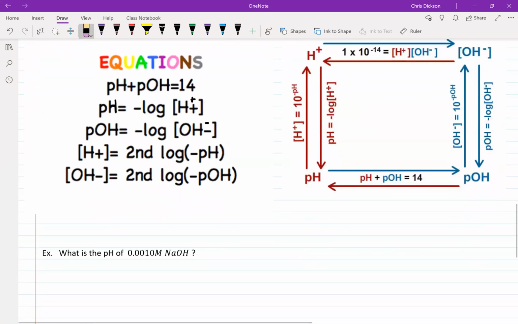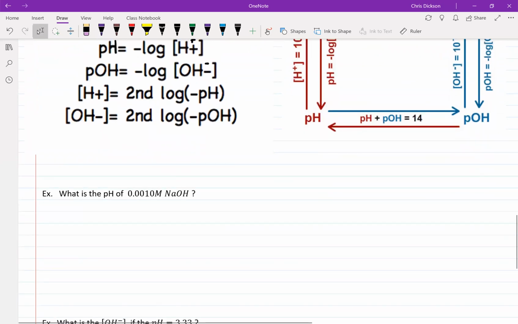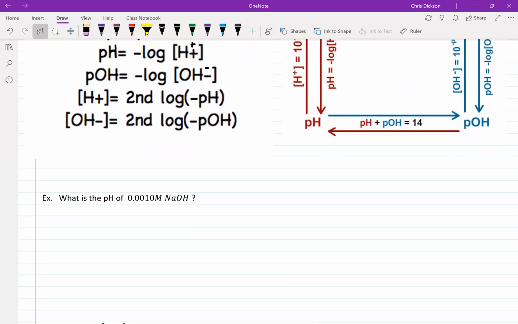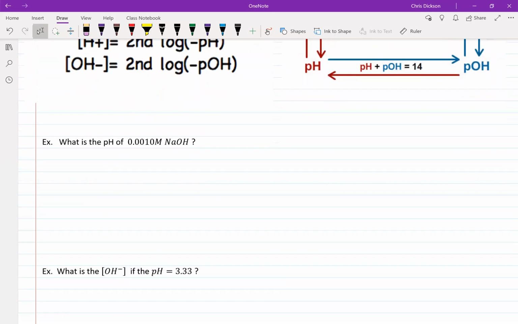So let's take a look at this question. Maybe I'll just put both questions up, so why don't you pause the video and see if you can answer them. What is the pH of a 0.0010 molar NaOH solution, and what is the concentration of hydroxide if the pH is equal to 3.33? That's a pretty cool number. Okay, so just pause the video and take a look there.